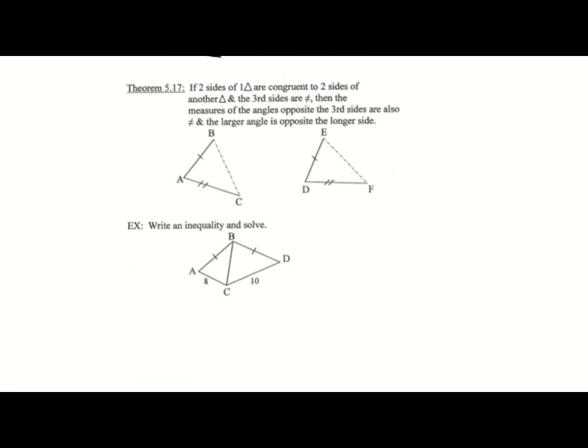Our next theorem says that if two sides of a triangle are congruent to two sides of another, so same thing, AB is congruent to DE, and AC is congruent to DF, and the third sides are not equal, then the measures of the angles opposite the third side are also not congruent, and the larger angle is opposite the longer side. So this is saying the same thing, just in reverse, the converse.